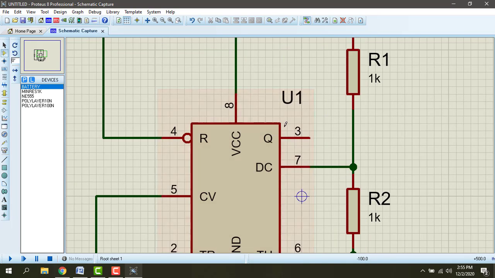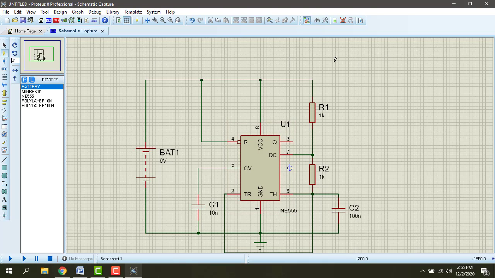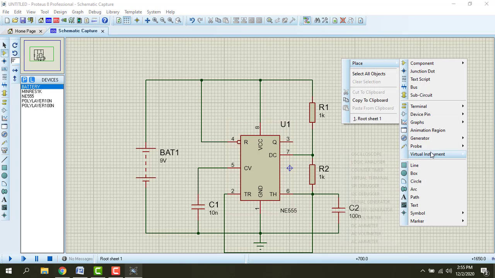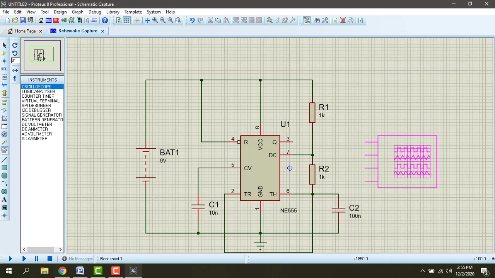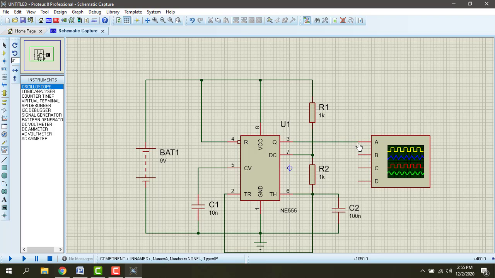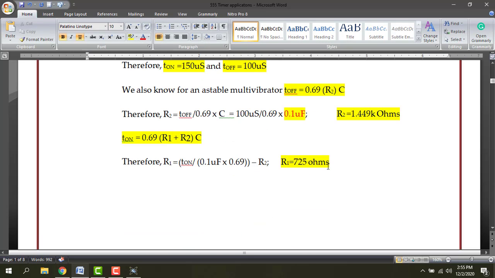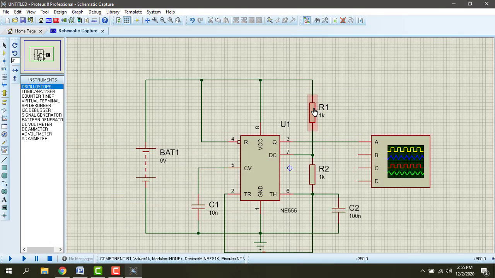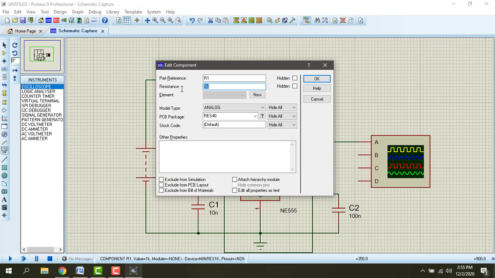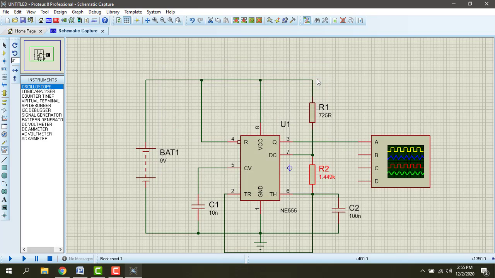Okay, then the output I'm going to connect a CRO. For that, right click, place virtual instrument oscilloscope. I'm going to connect the pin number 3, the output, to the channel A of the oscilloscope. I'm going to change the value. Our designed R1 value is 725 ohms. Double click R1, 725R. Okay, our R2 value is 1.449 K. It's okay. Okay, that's it, over.